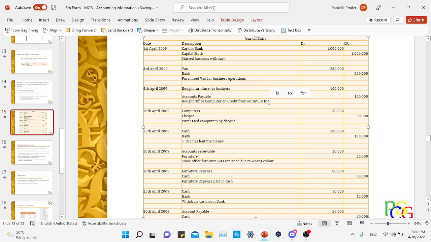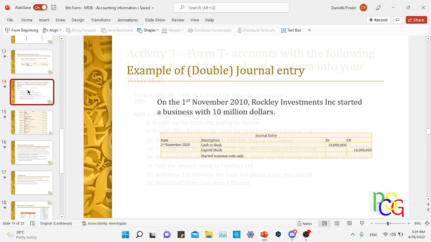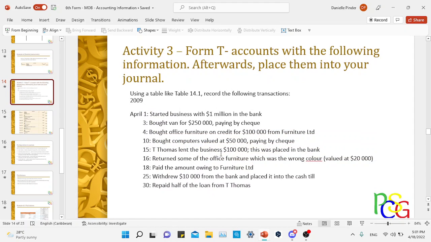Oh, okay. Then the next one. Oh shoot, I have to check. That is supposed to be bank, so let me just make sure you are crediting bank. Right. Okay, all right. So yes, for the 15th, I'm just going back to it. Right. So T Thomas.